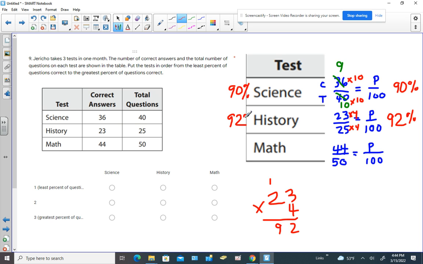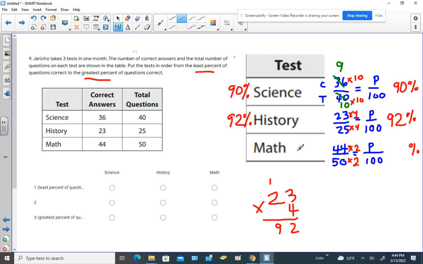Now you're going to finish up for math. 50 is a factor of 100. 50 times 2 would be 100. Find what 44 times 2 is. Write that number down as a percent. And then now that you have all the numbers, because you're going to do that on your own and get the percent, they want you to put them in order from least percent to greatest percent.